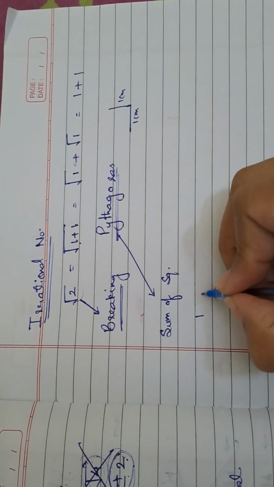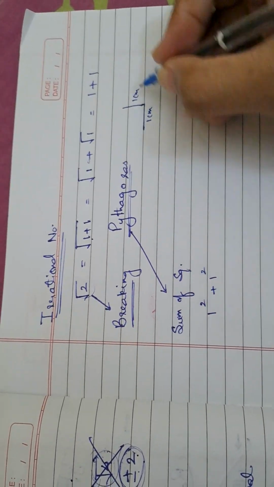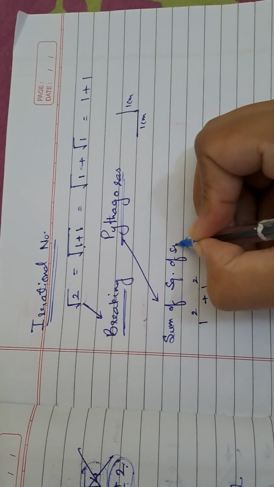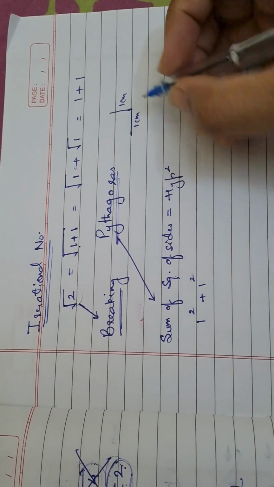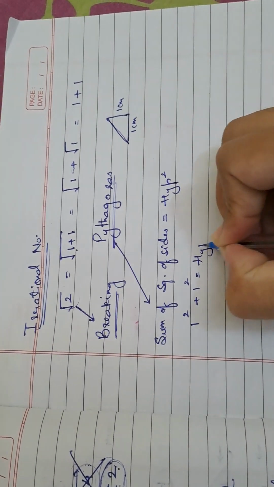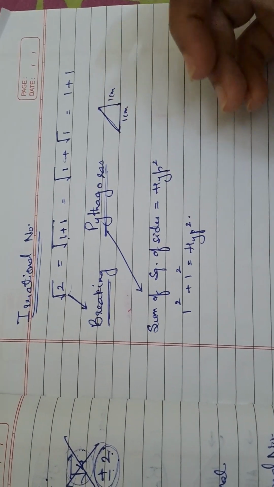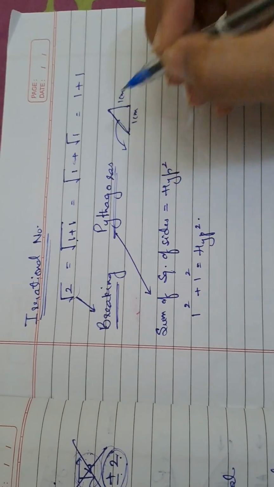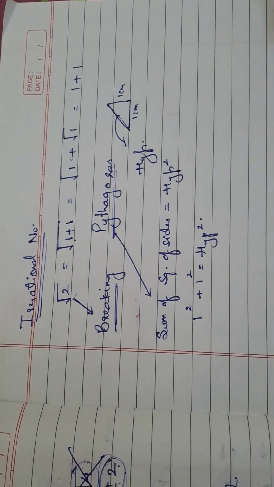We will sum the squares of these two sides. What are these? The sum of the squares of the sides is equal to the hypotenuse square. But now, okay, so this is what it is saying. But I just want the hypotenuse. I don't want hypotenuse square.